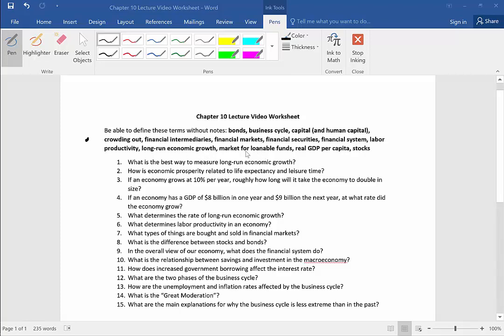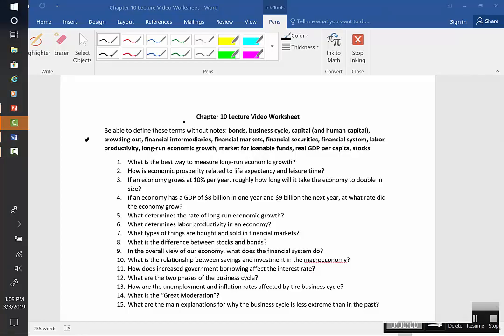The market for loanable funds is pretty much just the interaction of the borrowers and the lenders that determines the interest rate and how much money is flowing from borrowers to lenders. Real GDP per capita. This is real GDP divided by the population. This is a measure of output per person, which is of course the same thing as income per person. It's our best measure of long-run economic growth.